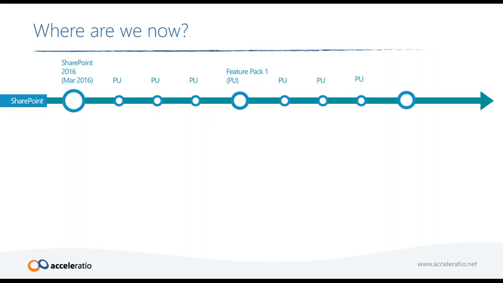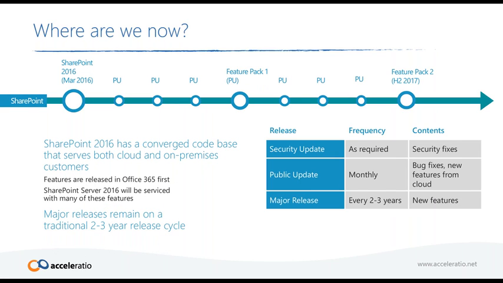So this is how our timeline looks like today. SharePoint 2016 has been released in March 2016, and then there has been a feature pack in November of 2016 that has brought some additional features, which I'm going to talk about in the next slide. We are currently somewhere here. I don't know exactly where we are, but let's say here. Microsoft is releasing something they call a public update every month, and we are roughly in the first quarter or second quarter of 2017.